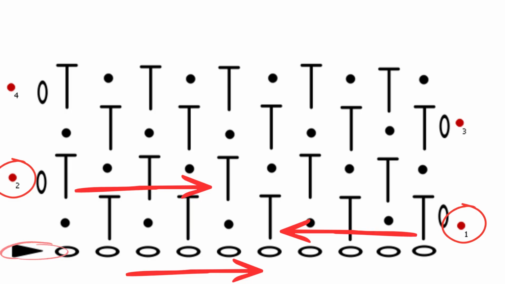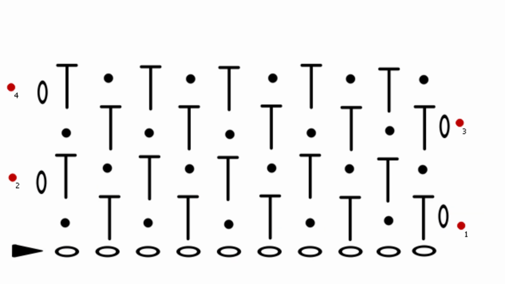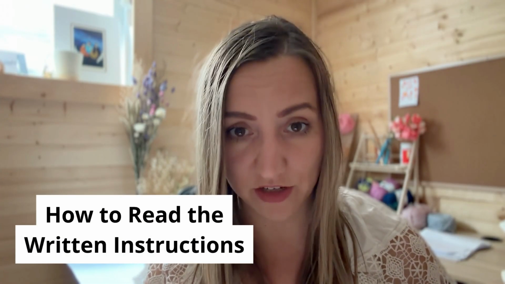And now you can see for this that you have to alternate between half double crochet and the slip stitch. So this is for my Even dishcloth. So now you can see the visual, what the crochet chart is, with the symbols. Alright, so now let's go to the actual crochet pattern, how to read the written instructions.